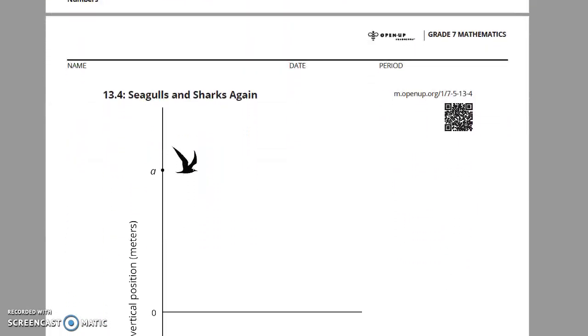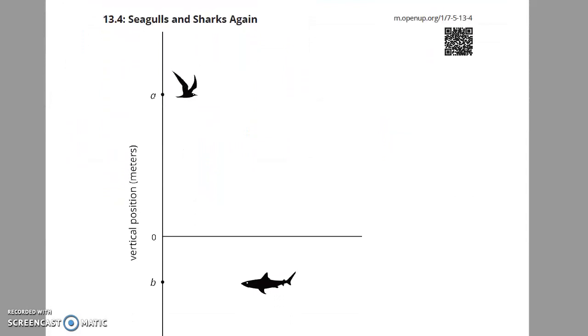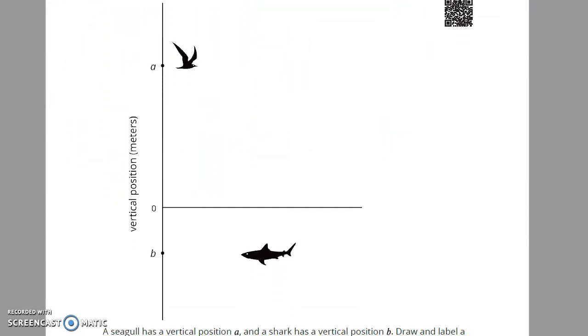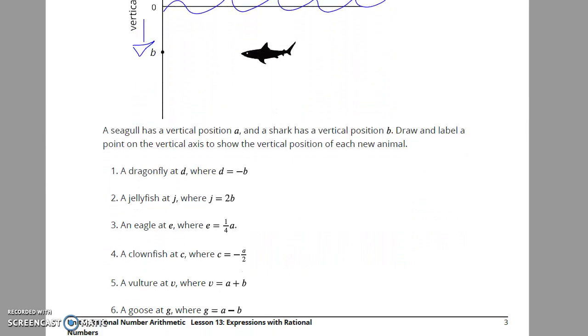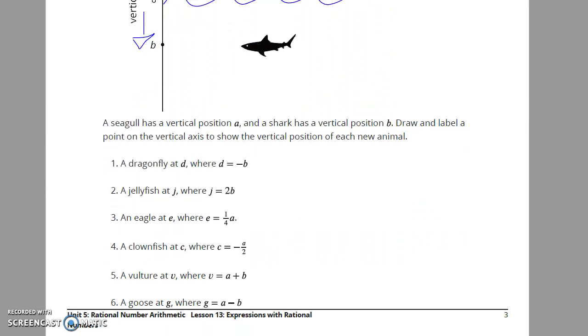All right, for the last section, this looks like one of our first lessons we did, where A is above 0, so it's positive, and B is below 0, so it's negative. This is the water line. There's a little shark. Sharks don't fly, so it's under the water. So a seagull has a vertical position A, and a shark has a vertical position B. Draw and label a point on the vertical axis to show the vertical position of each new animal.